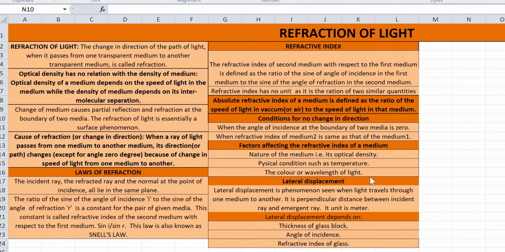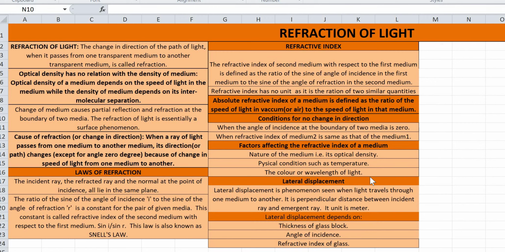Nature of the medium: the smaller the speed of light in a medium relative to air, the higher is the refractive index of that medium. Now we will see how temperature plays a role. With an increase in temperature, the speed of light in the medium increases, so the refractive index of the medium decreases.